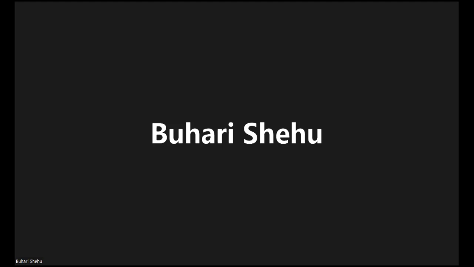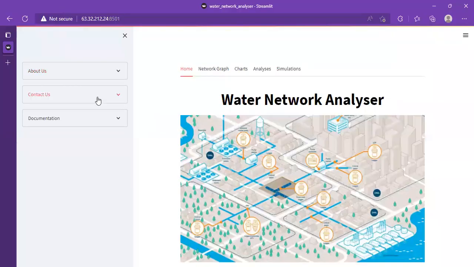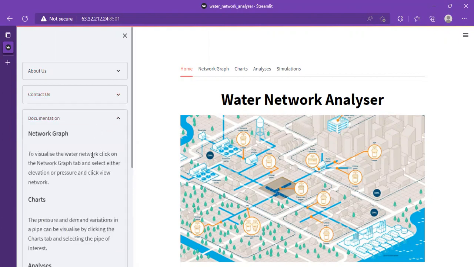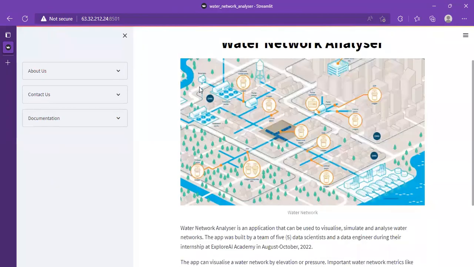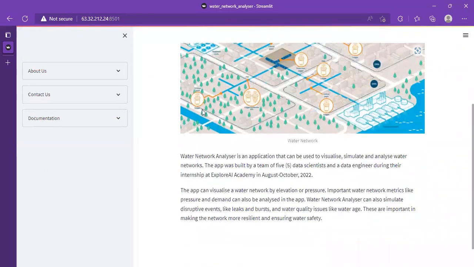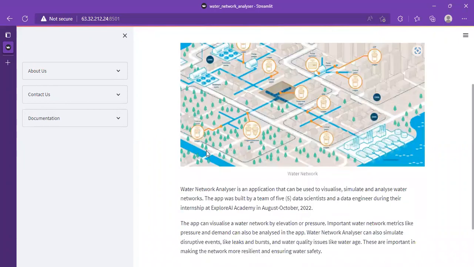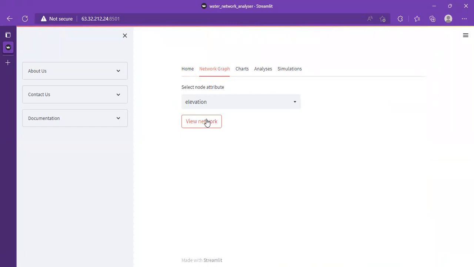Hello, this is the presentation of our water network analyzer. It consists of an about page, where you can see the brains behind the project. You can contact any of us through our email addresses, and you can read the brief documentation about the project. This is the home page where you can read a brief about the project authors and also the project.